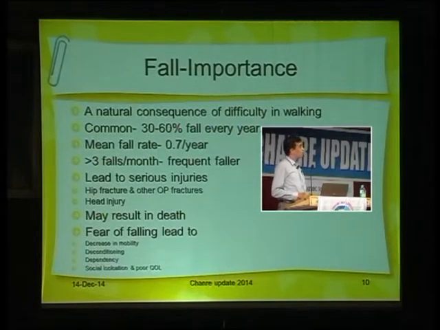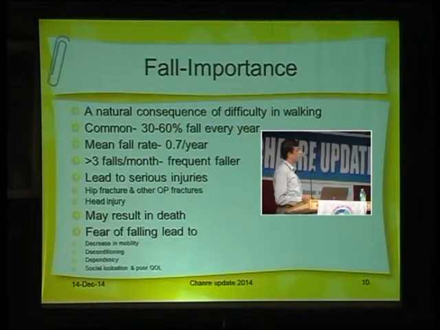And a few words about falls. Falls are a natural sequel of difficulty in walking. Somebody who has difficulty in walking is more likely to fall. All of us fall down once in a while. But 30 to 60% of people do fall in a year. But if somebody falls more than 3 times a month, he can be considered a frequent faller. So these are the ones who are more likely to have bad consequences.